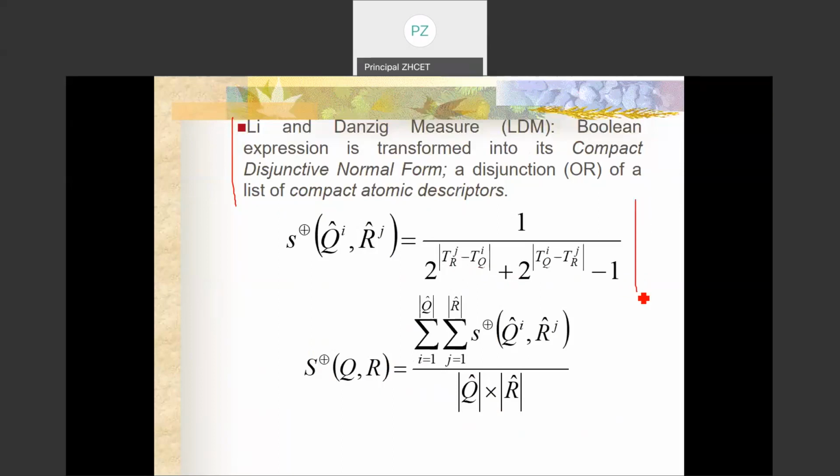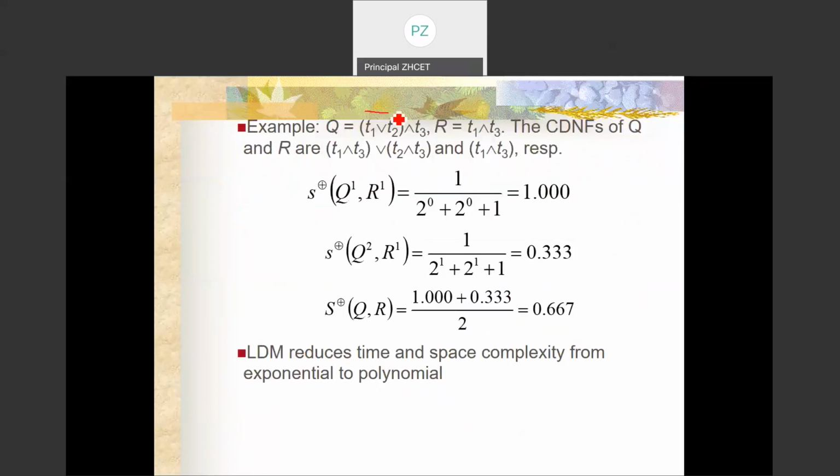So let me move on to the example. This is the first product term of Q and the only product term of R. But this is not in sum of product form as yet. So first let us convert it into sum of product form. How can we do that? T1 and T3 or T2 and T3. So converting into sum of product form is not NP hard. Converting into canonical sum of product form is NP hard. Okay, so we just converted into sum of product form.